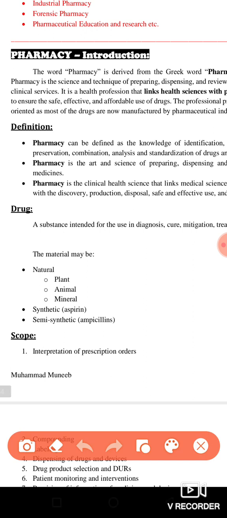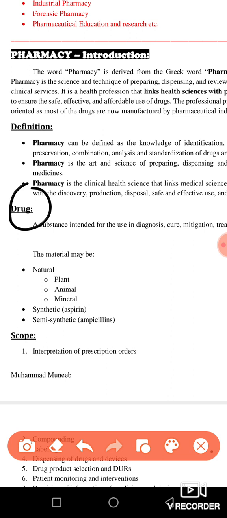Now we see what a drug is. There is a difference between a drug and a medicine, and we also discuss it in this lecture. A drug is a material or substance used in the diagnosis, prevention and treatment of a particular disease, but a medicine is just used in the treatment.